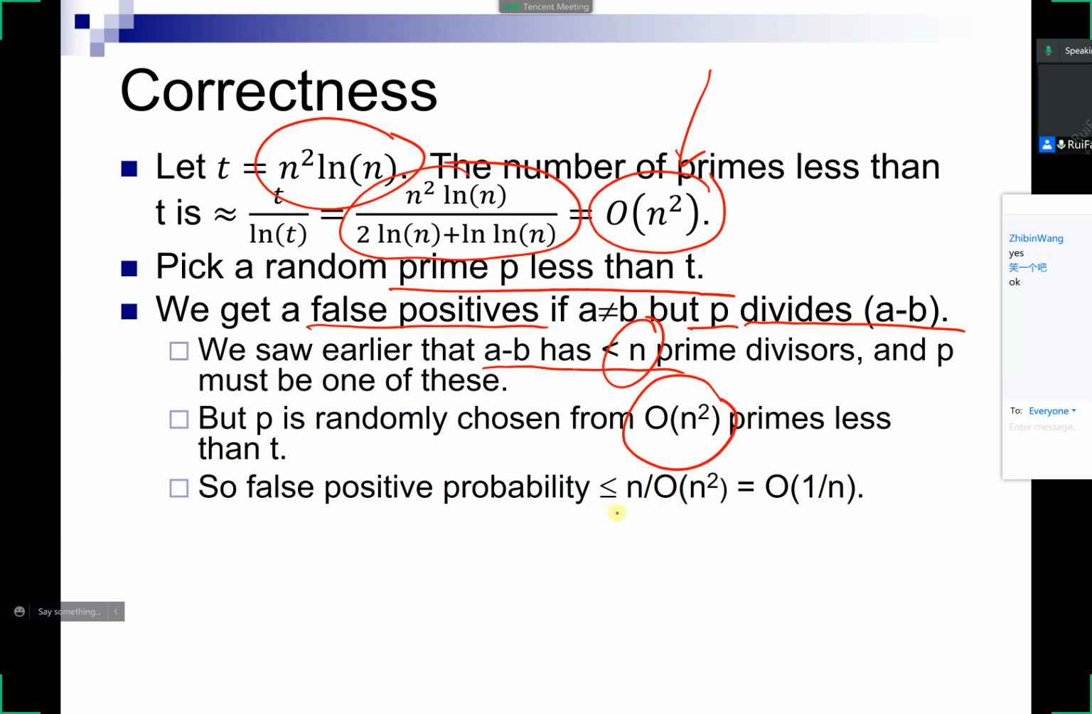So what's the probability you get one of these n prime divisors of a minus b? It's at most n divided by the total number of primes less than t, which is n squared. And so the probability that p divides a minus b is at most 1 divided by n. So you've got at most a 1 over n probability of getting a false positive. Are there any questions about this analysis?